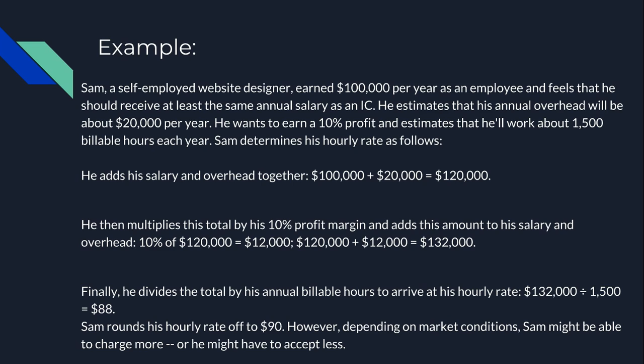Now he has to think about how this relates to market conditions. If in the market they're actually charging $150 an hour, then he can round it up. However, if they're marking it down, then he has to adjust his hours. He may need to work more hours, or he may need to find a completely different market altogether. So that's one way of doing it.